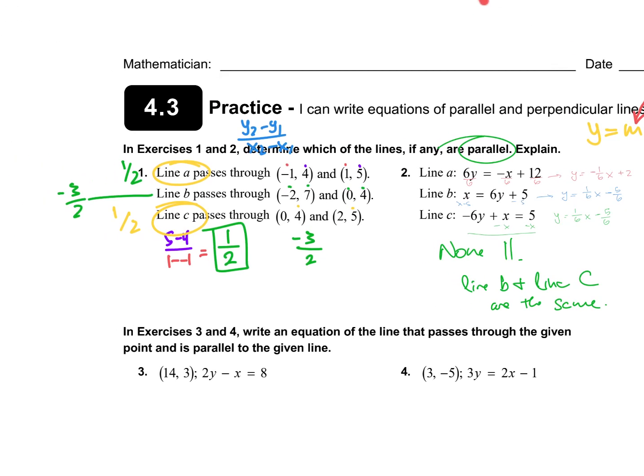Also, I didn't write over here my explanation. My explanation was those two have the same slope. So that's why they're parallel.